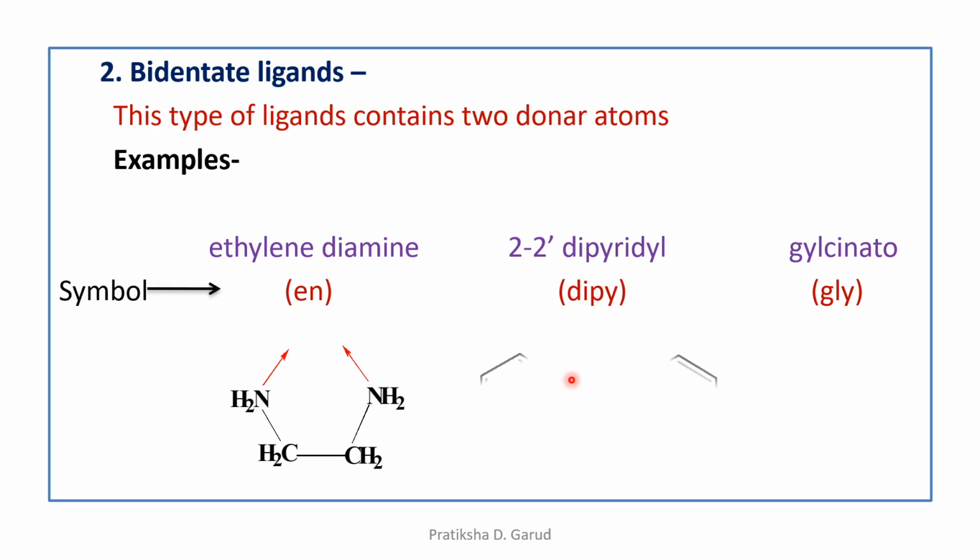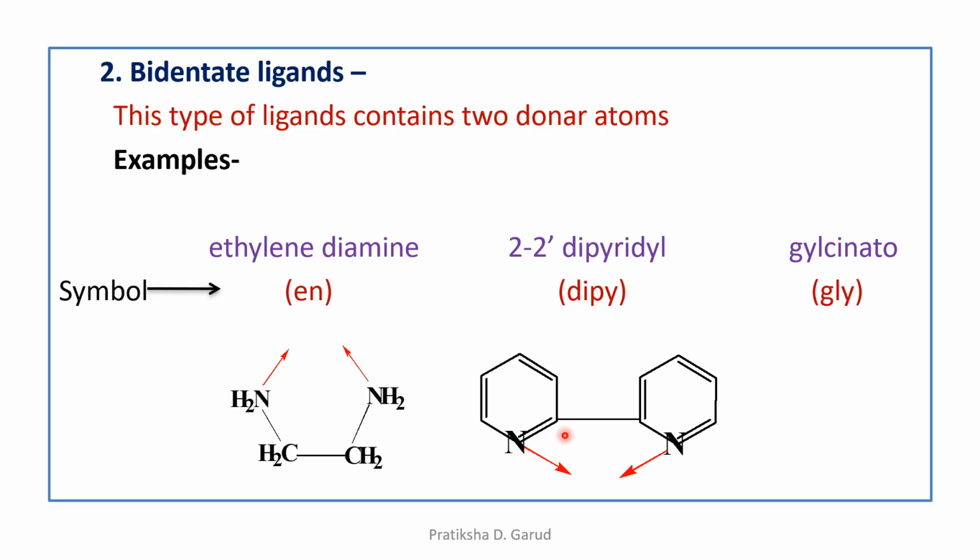Then the second, that is 2,2-dipyridyl. Pyridyl means pyridine. Pyridine means the benzene ring is attached to nitrogen. So we have, this is the first pyridine, this is the second pyridine. Now if you give numbering, numbering starts from the nitrogen.